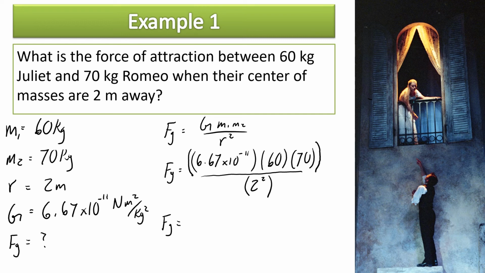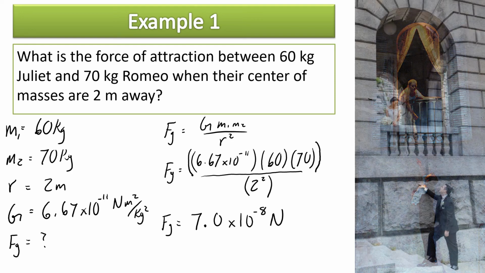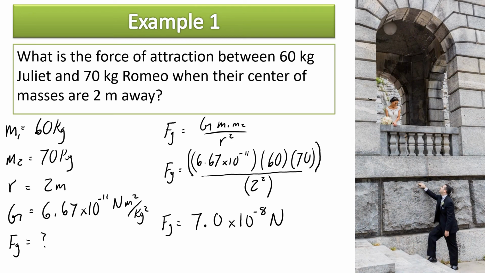You should have gotten 7.0035 times 10 to the negative 8. All right, and then what is the units for the gravitational force? It's newtons. All right, so Romeo and Juliet, you could calculate the force of attraction between the two of them. And as you can see, it's a very nice force of attraction there.